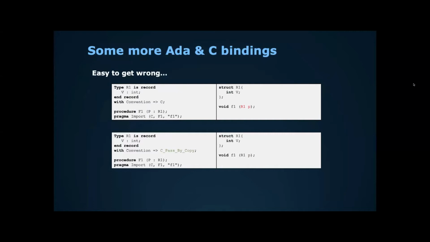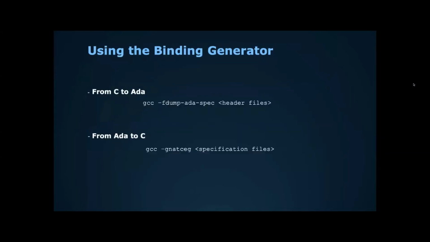What's nice about using our compilers is we have the ability to automatically generate these bindings. From C to Ada, we can use a switch when we call GCC called -fdump-ada-spec and specify the header files. That will generate Ada specs. And we can do the opposite. If we have Ada specs and we want to generate header files, we can use the -gnatceg switch. These are nice because you can have the compiler generate the bindings for you, and then you can go in and modify them if you need to.